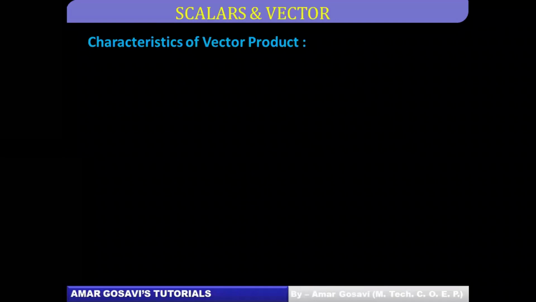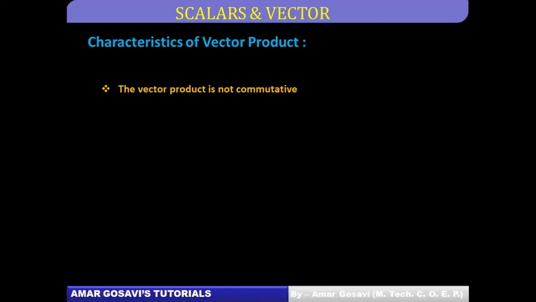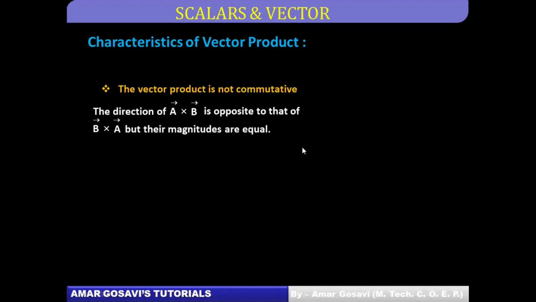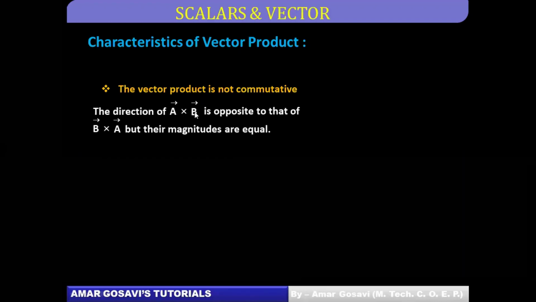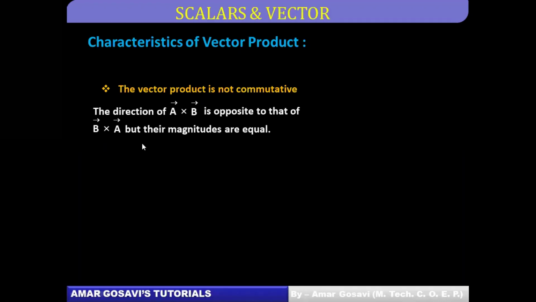So let's talk about the characteristics of vector product, friends. As I said, it's not commutative. What it means is the direction of A bar cross B bar is opposite to the direction of B bar cross A bar. If you compare them, their magnitudes are equal but the directions are opposite. Therefore, you cannot equate A bar cross B bar to B bar cross A bar, but their magnitudes can be equated.